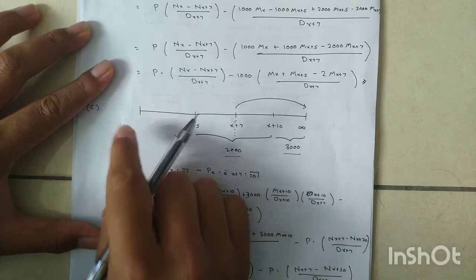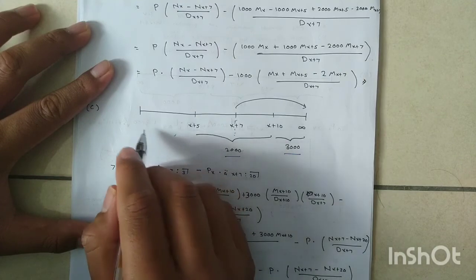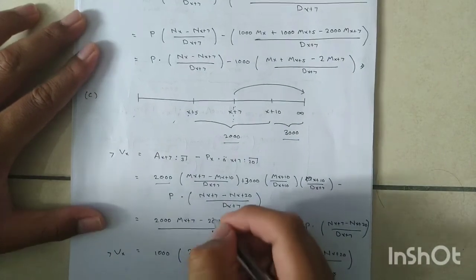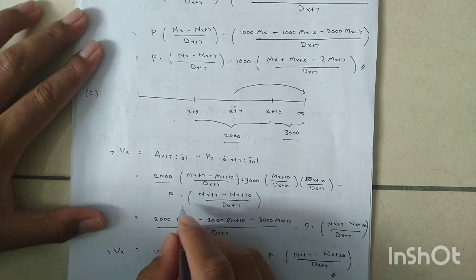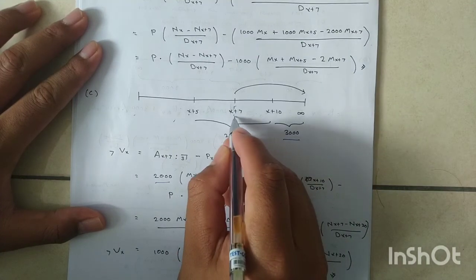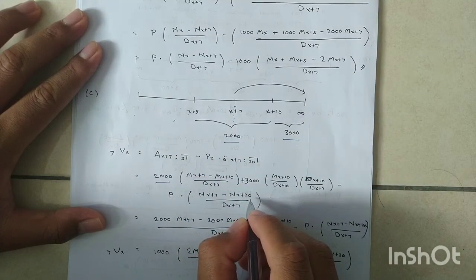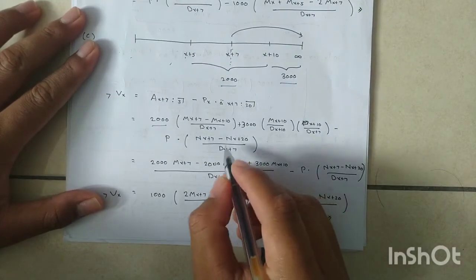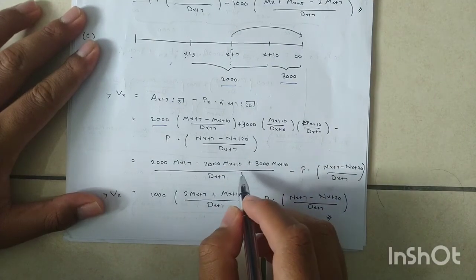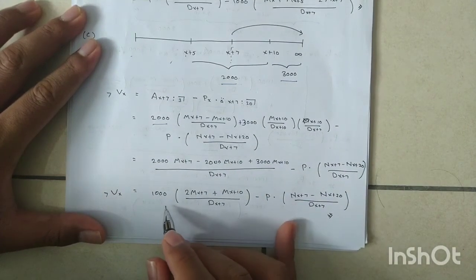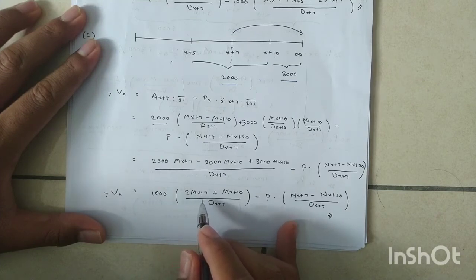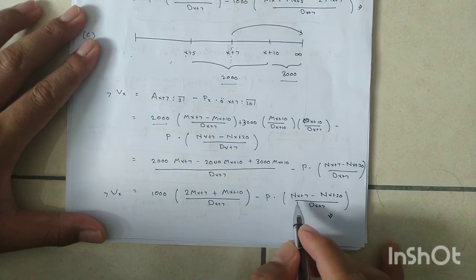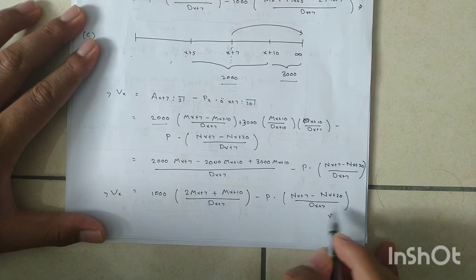So we include the benefit of 2000 here, and also the 3000. Since the benefit of 1000 in the event of death from x to x+5 is in the past, we are not going to include it here. So minus P times Nx+7 minus Nx+20, which is the amount of payment made, over Dx+7. We expand the equation and simplify, and we get the answer: 1000 times (2Mx+7 plus Mx+10) over Dx+7 minus P times (Nx+7 minus Nx+20) over Dx+7.